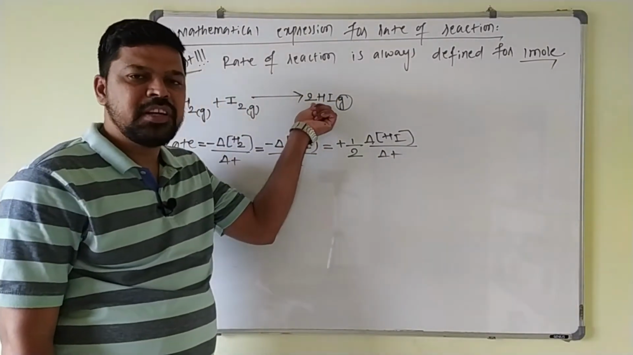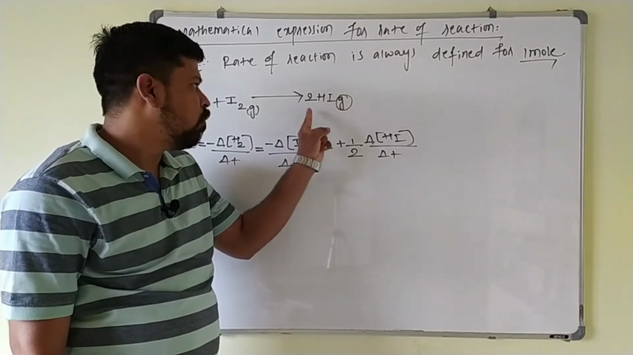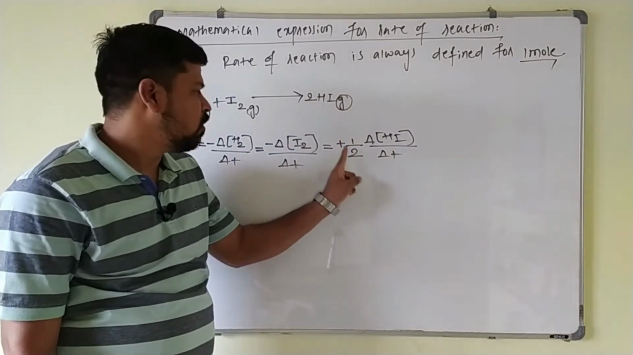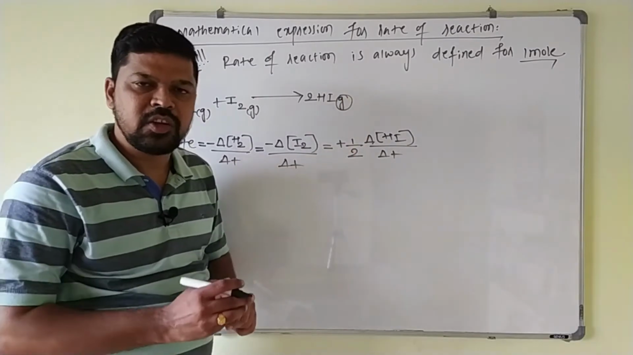Here stoichiometric coefficient is what? 2. They have given for 2 moles. To make it for 1 mole, divide by 2 here. So positive sign is what? Increase in the concentration of product here.